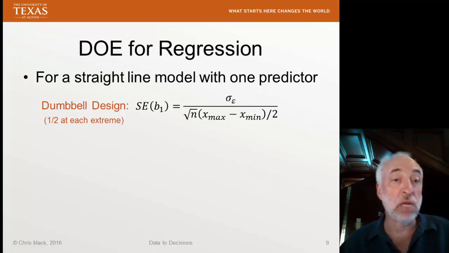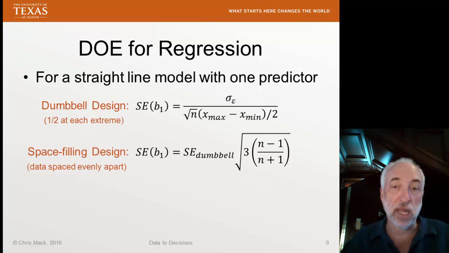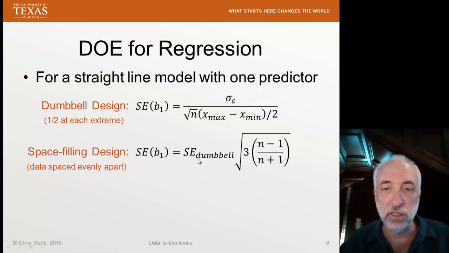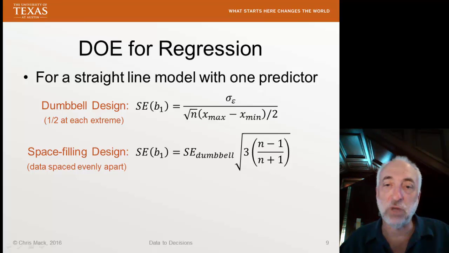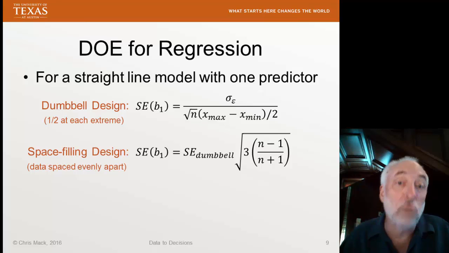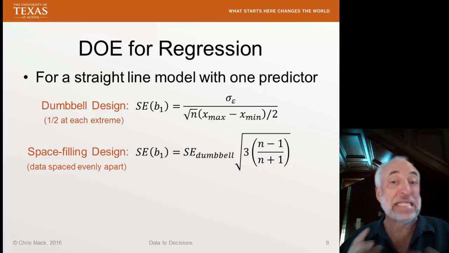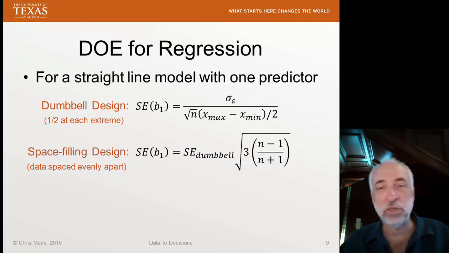Now, what if I did the more common space-filling design where my data is spaced evenly apart between the min and the max? Well, I can again derive exactly what the standard error is going to be, and it turns out that assuming a random distribution of errors about that straight line model, it's equal to the standard error of the dumbbell design multiplied by something like the square root of 3. If n's kind of large, that turns into the square root of 3. Square root of 3 is 1.73. In other words, the standard error of the slope for my space filling design is 70% bigger than the standard error I get if I used a dumbbell design. It's just like what we saw in the previous slide.